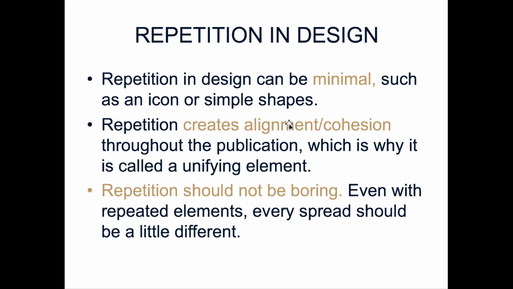So in a yearbook, repetition in design can be minimal, such as an icon or simple shapes. So maybe you have a couple different circles on a spread, or maybe you have a repeating color or icon in your yearbook spread that's featured throughout the book, kind of unifying it. Repetition can create alignment and cohesion throughout the publication. That's why it's a unifying element. If we see it on one page and then we see something similar on another and on another and on another, it helps kind of stitch all the pages together.